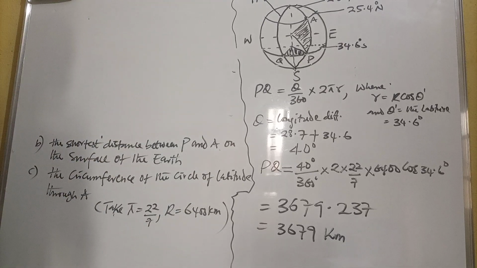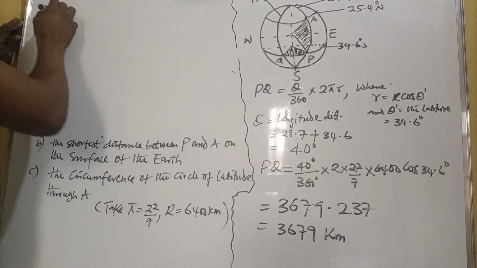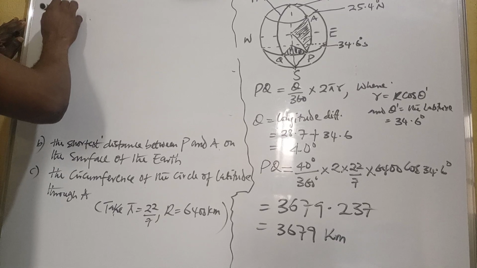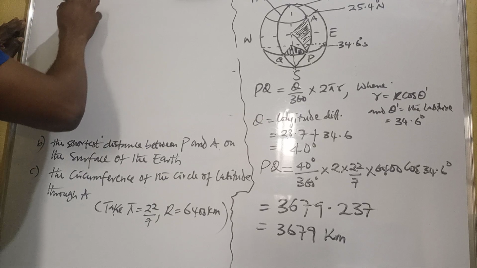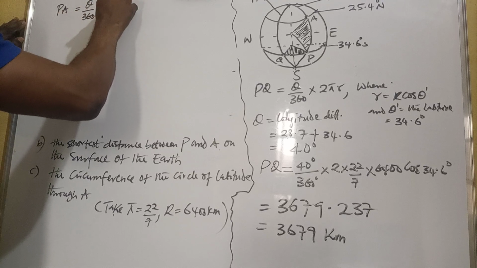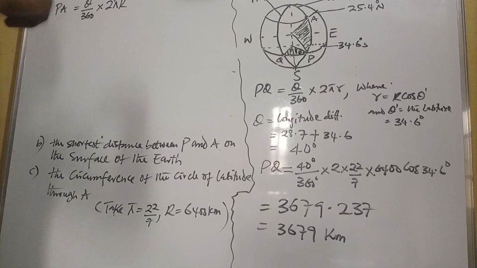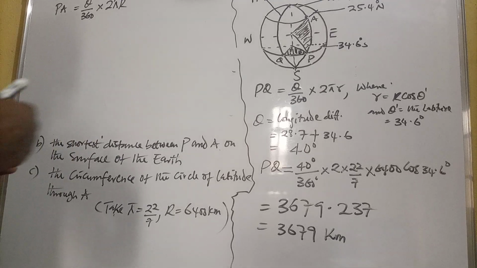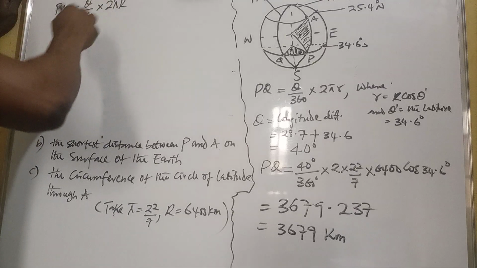Now, since we are calculating the distance along the meridians of longitude, or the distance along a great circle, we use the formula PA, that sector PA, is equal to theta over 360 times 2 pi R. This time we use the big R because that's the radius of the Earth. Since we are referring to the equator, the equator is the center of the Earth. The equator is just an imaginary line that divides the Earth into two equal parts. So the radius of the Earth is R, which is 6,400 kilometers.